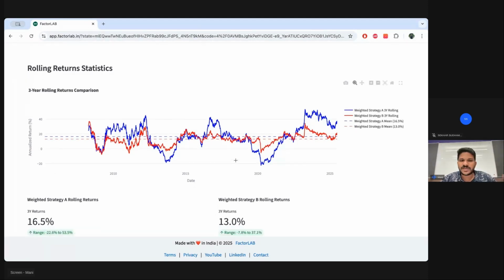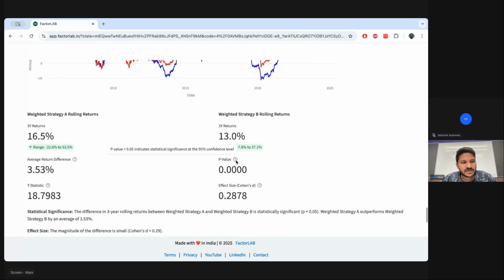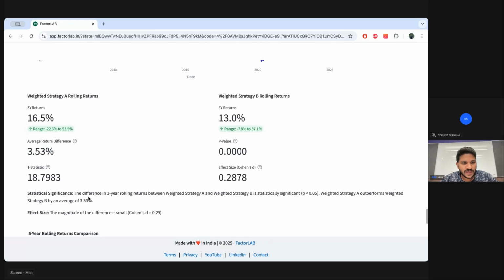And in one of our videos, we did talk about value being highly cyclical as a factor, especially this index, right? And here, when you read these lines, you can understand whether the 3-year rolling returns you are looking at are statistically significantly different or not. The effect size tells you, while the difference is statistically significant, whether the magnitude is small, medium or large, right? So the magnitude of the difference in this case seems to be small.